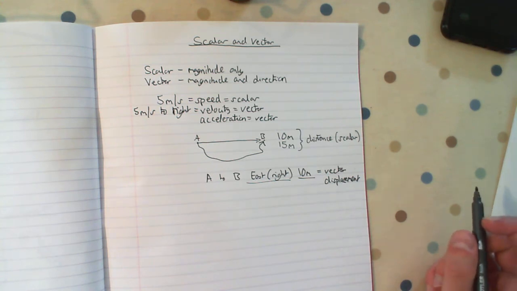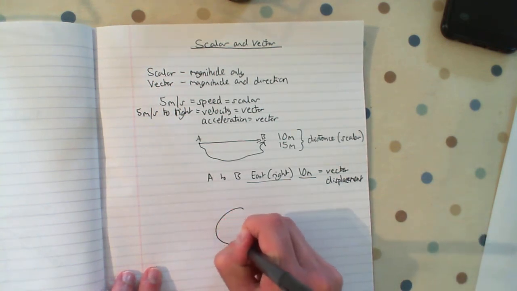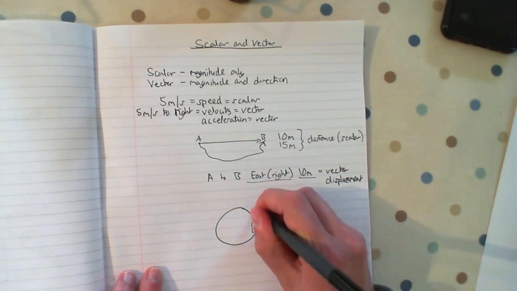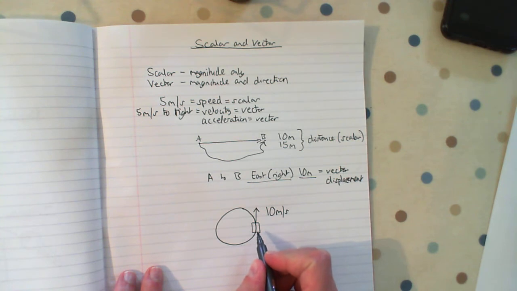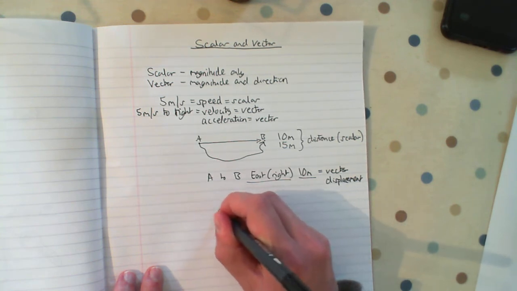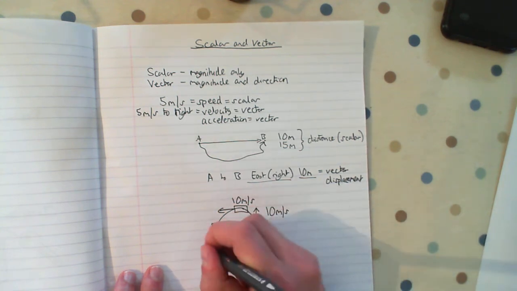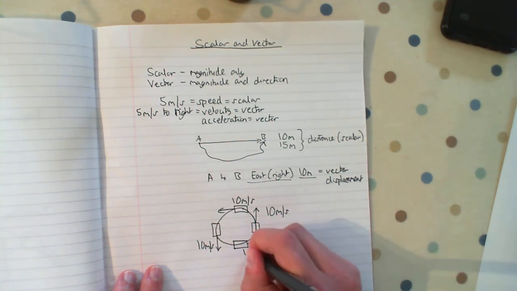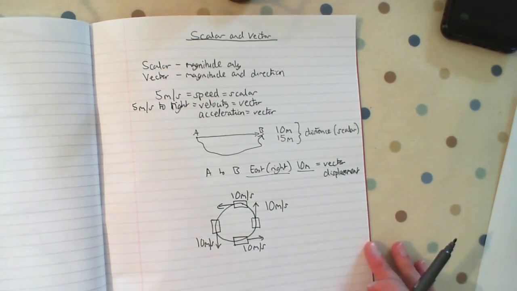And this matters for when we're going in a circle or changing direction. So if we consider this circle, let's say it's a circular racetrack and this car is going around the circle at a constant speed of 10 meters per second. When the race car's here, it's moving forwards, going around this corner. When it's here, it's still moving forwards, still at the same speed of 10 meters per second. So the magnitude is equal: 10 meters per second at every point.